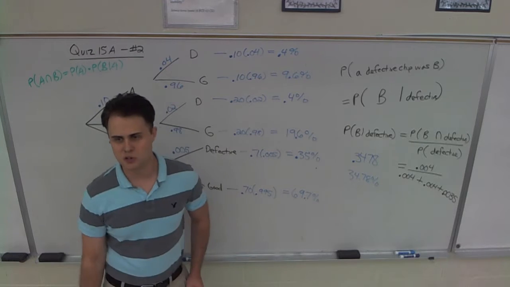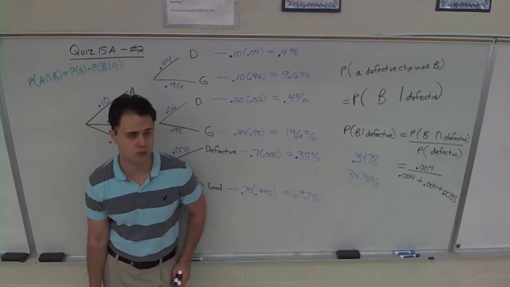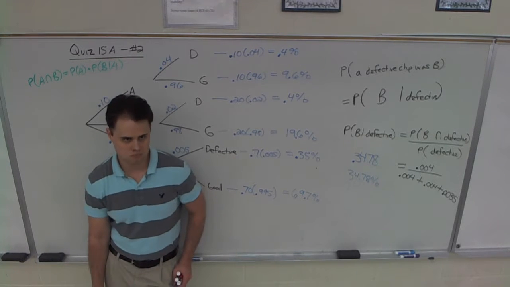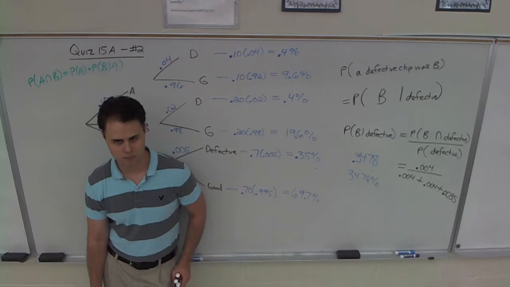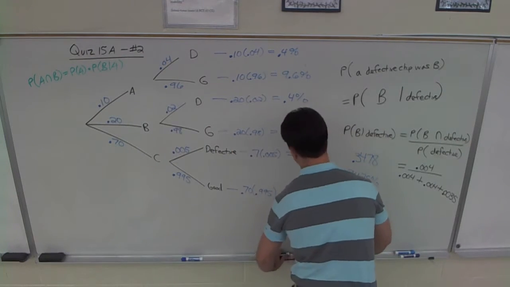So if you're on a test or something, just a worksheet, enough to write it out. But you'd say there's a 34.78% chance that a defective chip came from company B. Okay, so there you go. Just a tree diagram example. Let's look at one more before we call it quits for today.